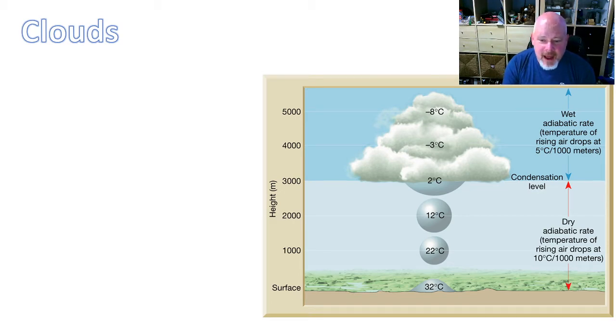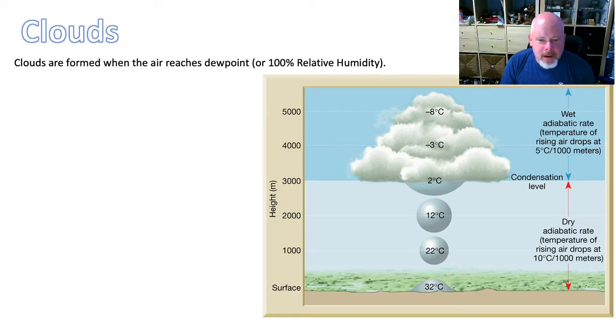Clouds up in the sky, how do they form? Basically, what you're looking at in a cloud is that there are three things that have to happen.